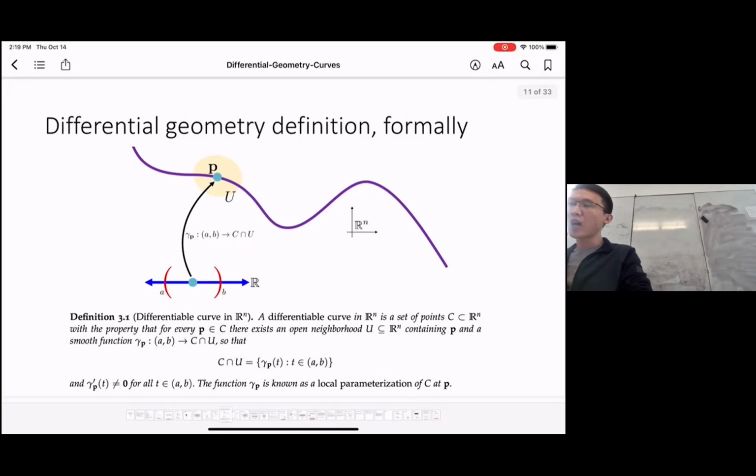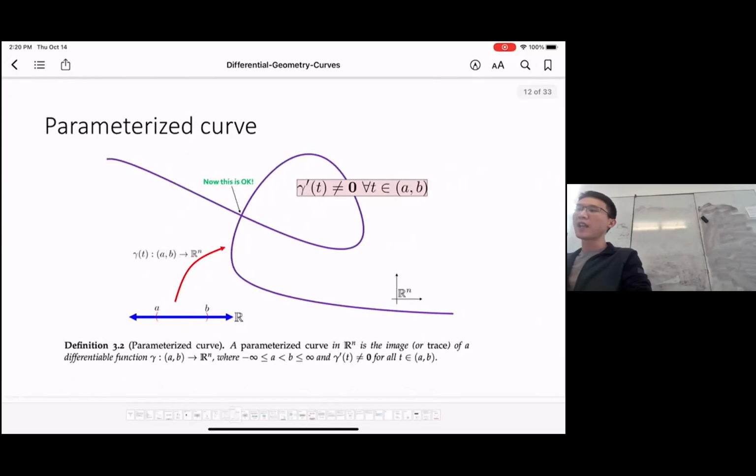Okay, now we have defined this term curve in the language of differential geometry. Any questions so far? Okay, then let's move on.